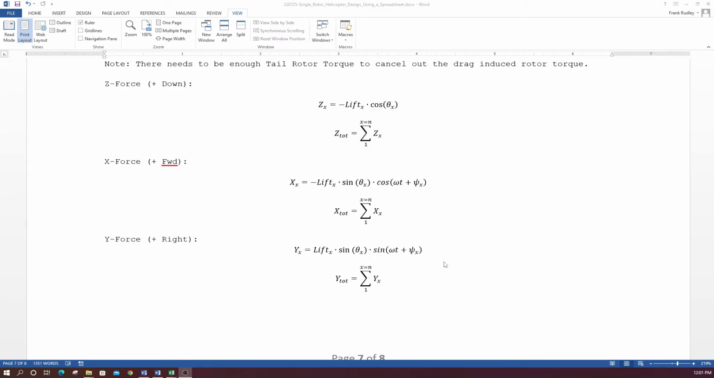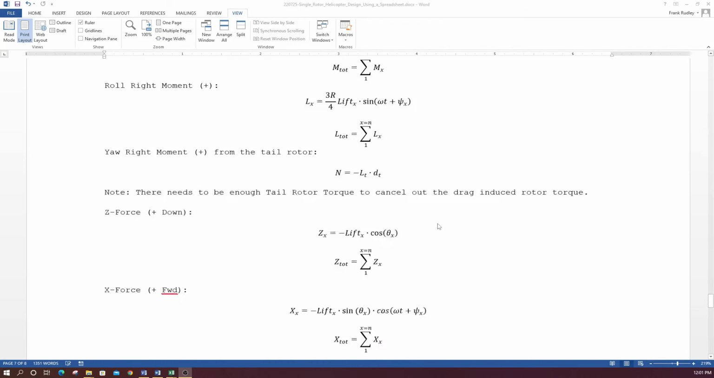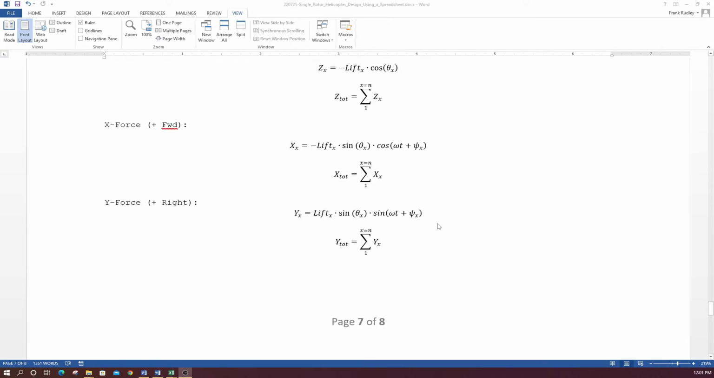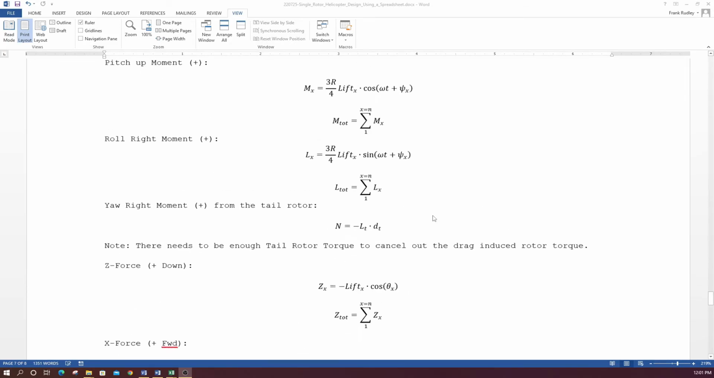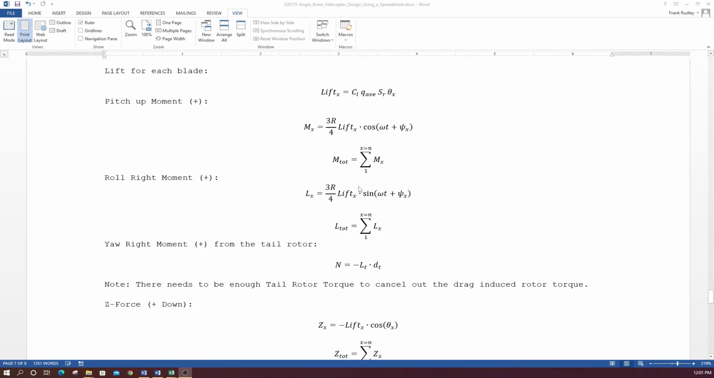So we're summing all these forces and moments up, and what we're going to try to do for the design is make sure they're sufficient to overcome the drag and the weight, and that the moments are sufficient to generate good control: in the case of M, a pitch moment, for L a rolling moment, and for N our yaw moment.